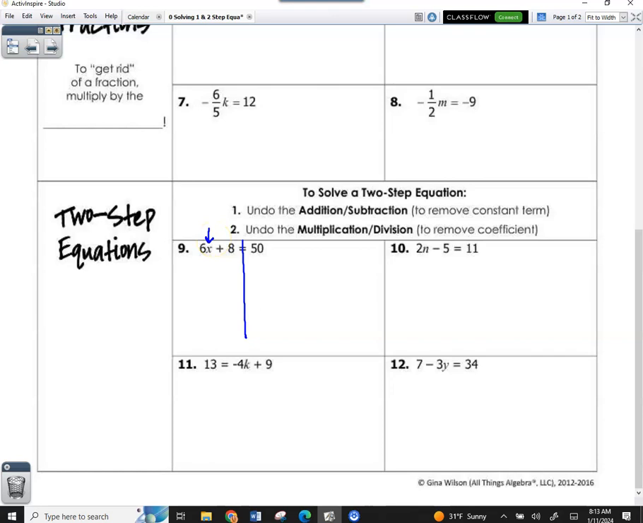I want to remind you that when you are solving a two-step equation, this 6x term right here, I cannot move that or deal with the 6 until I get rid of the plus 8. So you have to move all addition and subtraction stuff away, and then you focus on any coefficients, numbers in front of the variables, last. Let me show you this. Okay, so write this down.